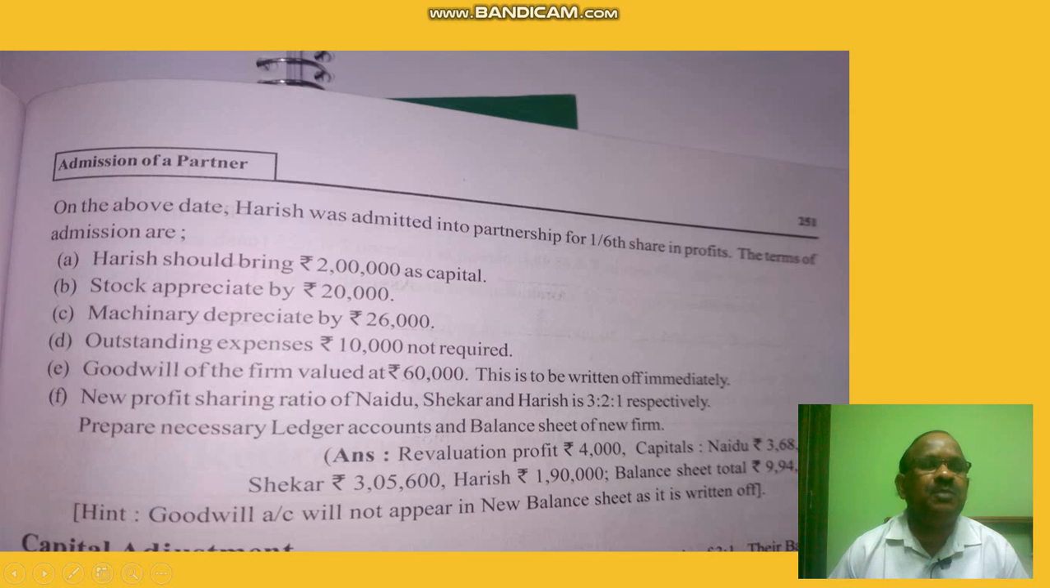Now there are some adjustments. On the above date, Harish was admitted into the partnership for a 1/6 share. The terms of admission are as follows. Harish should bring 2 lakhs as capital, and the stock appreciation is 20,000. Machinery depreciation is 26,000. It means we show the stock 20,000 on the credit side and 26,000 on the debit side in the revaluation account.